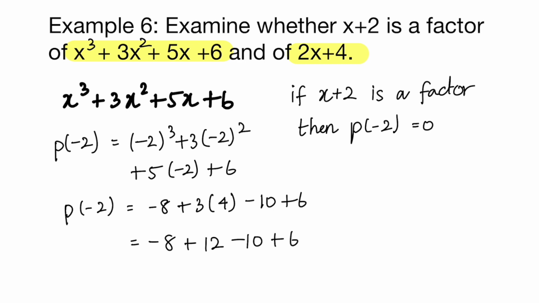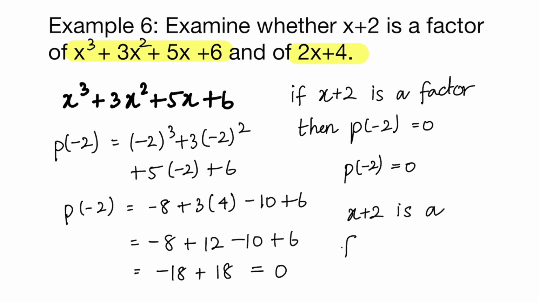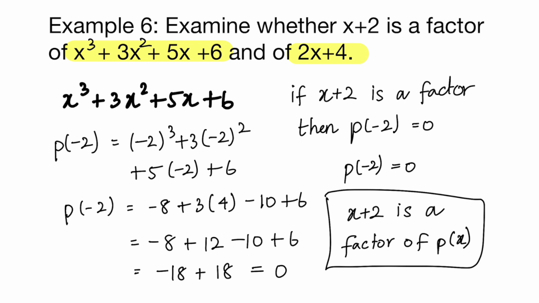Okay, so if you just add this, let us just add the negative terms first. So that is minus 18, because minus 8 and minus 10, and the positive terms 12 plus 6 give you 18. So minus 18 plus 18 turns out to 0. So P of minus 2 is equal to 0. So you can say that x plus 2 is a factor of P of x. Okay, with factor theorem you can tell that x plus 2 is a factor of P of x.